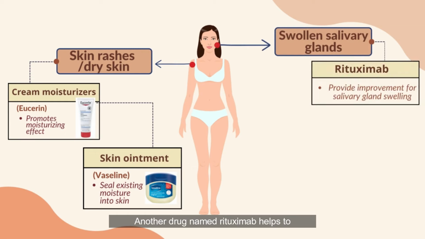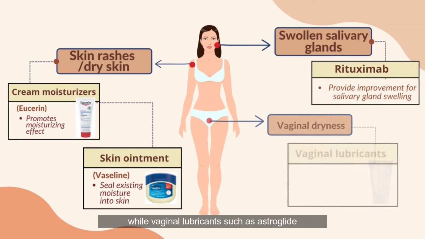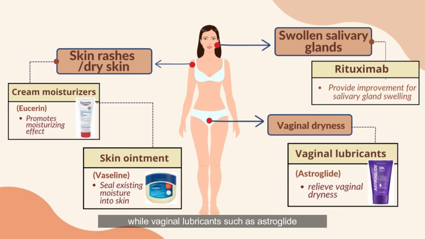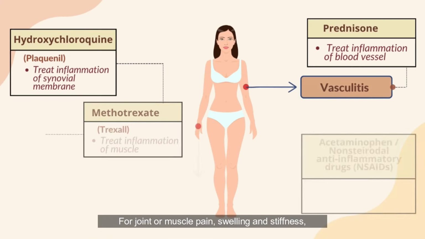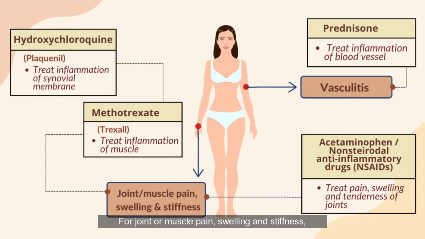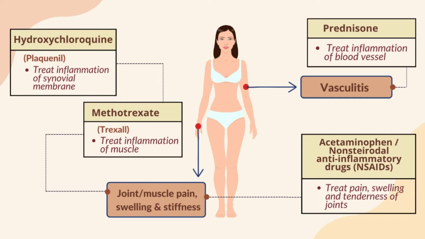Another drug named rituximab helps to provide improvement for salivary gland swelling, while vaginal lubricants such as Astroglide help to relieve vaginal dryness. For joint or muscle pain, swelling, and stiffness, hydroxychloroquine and methotrexate are used. Hydroxychloroquine can treat inflammation of synovial membrane, while methotrexate helps to treat inflammation of muscle.